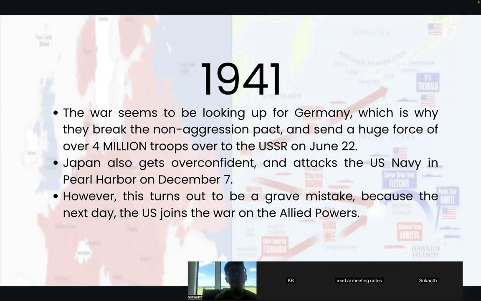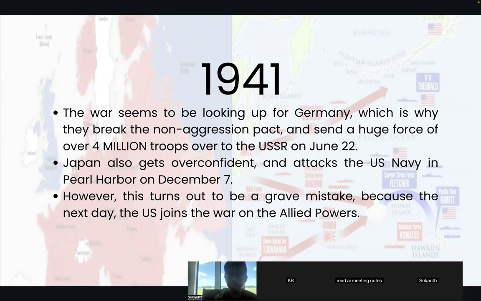Now, in 1941, the war seems to be looking up for Germany. They put a massive toll on Britain and they took control of a lot of European land. Keep in mind that not all of this land is German land. Some of it is German influenced or German controlled. And as you can see, Switzerland was a peace country back then.